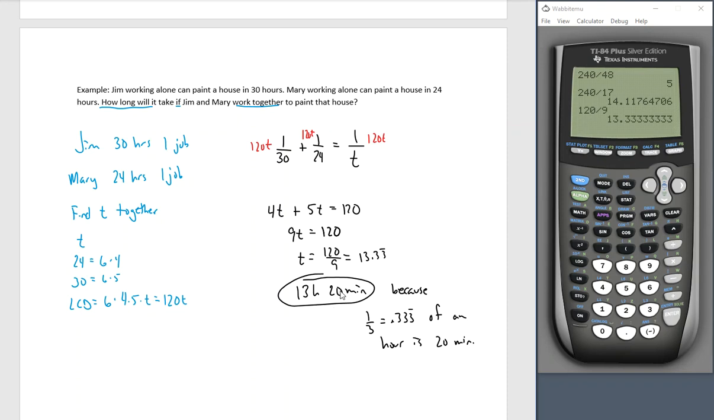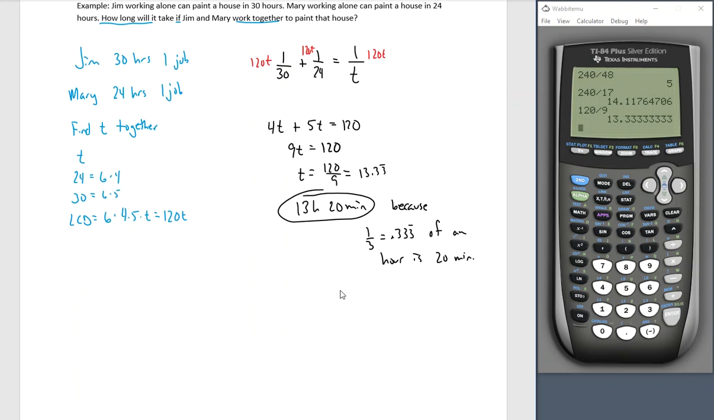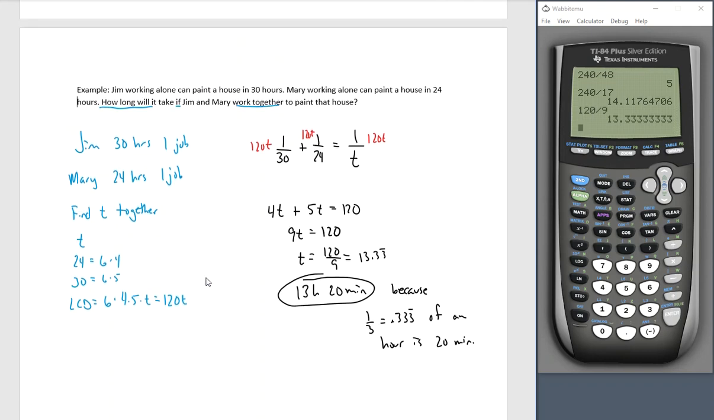All right, so working together, we add them. What if they were working opposite of each other? Now you got to figure out, how does that subtraction figure out? How do they work against each other? That's more for a college algebra take on this. But that's it for now on solving rational equations.